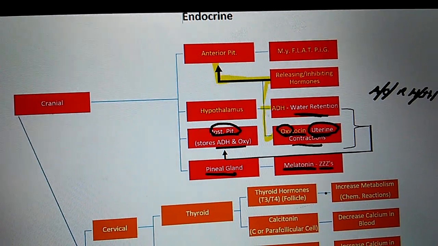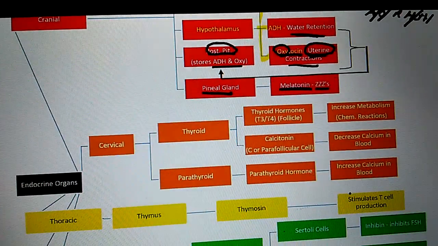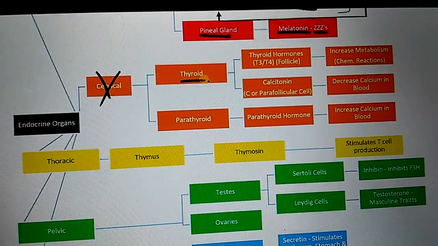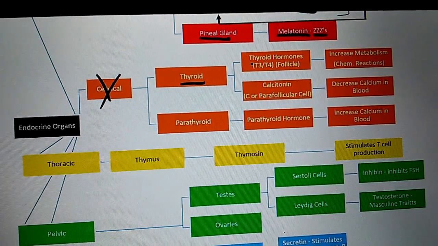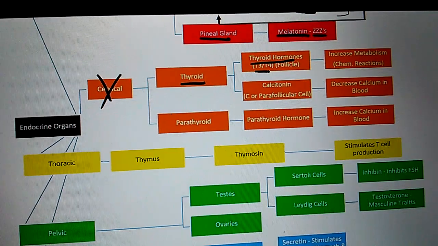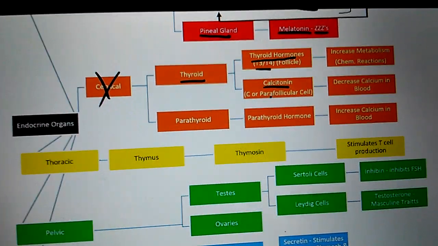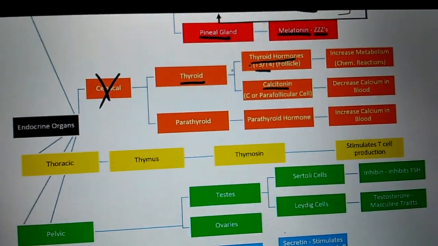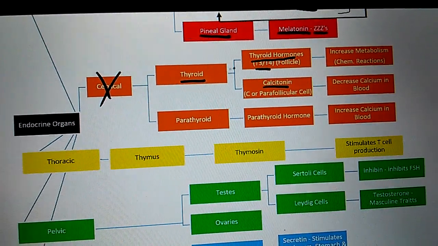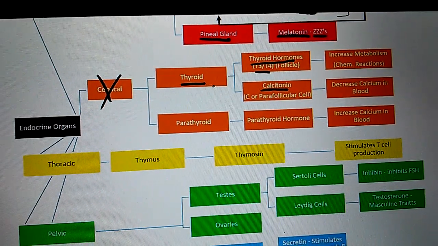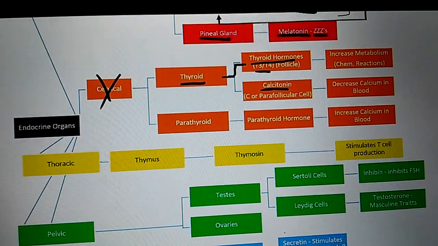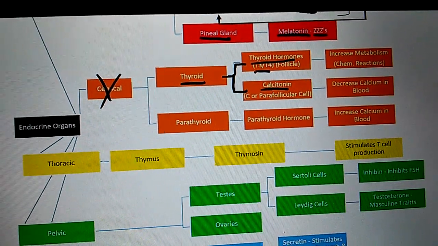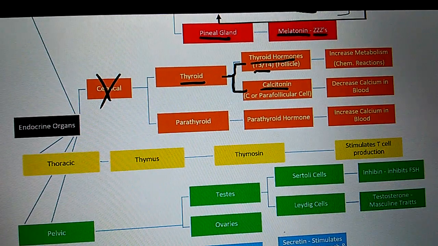Next, as we move ahead, okay, again, I don't really care that much about the cervical. Don't worry about that. But the thyroid gland produces two hormones. What does it produce? Thyroid hormones, known as T3 and T4, and calcitonin. What does the thyroid gland produce? Thyroid hormones. Does it also produce calcitonin? Yes. So name two hormones produced by the thyroid gland. Thyroid hormones and calcitonin. Can you name the two thyroid hormones, T3 and T4?